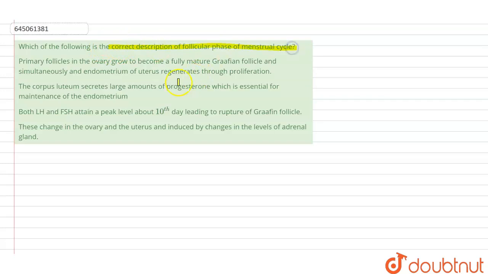Hello students, the question here says which of the following is the correct description of the follicular phase of the menstrual cycle. While we see menstrual cycle, it starts at puberty, and these are the cyclical changes which occur in the glandular epithelium of the uterus, that is the endometrium.